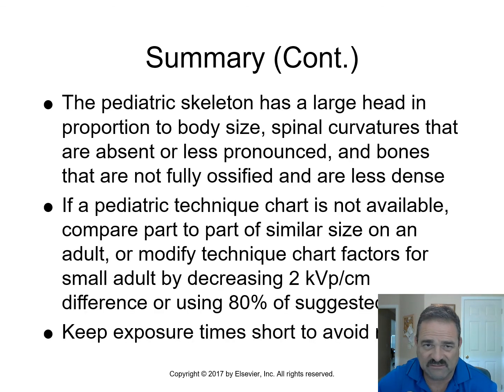Pediatric skeleton: large head proportional to body size, spinal curvatures that are absent or less pronounced. If a pediatric technique chart is not available, modify the technique chart factors for small adults by decreasing 2 kVp per centimeter difference or using 80% of the suggested amount. Keep the exposure time short, period. Keep them short. You don't want to overexpose.